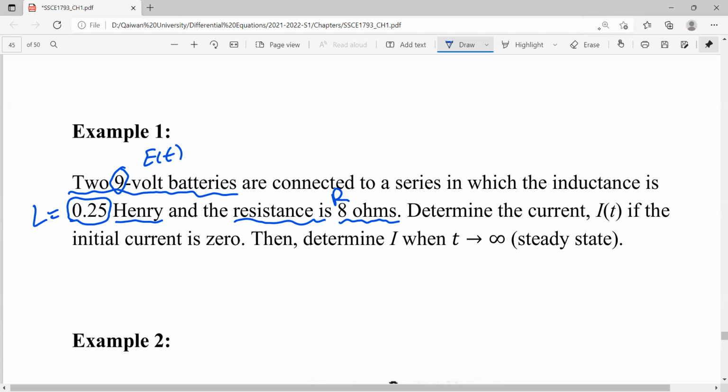It says, determine the current. That means what's I of t? If the initial current is 0, that means I of 0 equals 0. We should find I of t, the current at any time. Here, the initial condition is that I of 0 equals 0. It says determine I when t approaches infinity. It's called steady state.